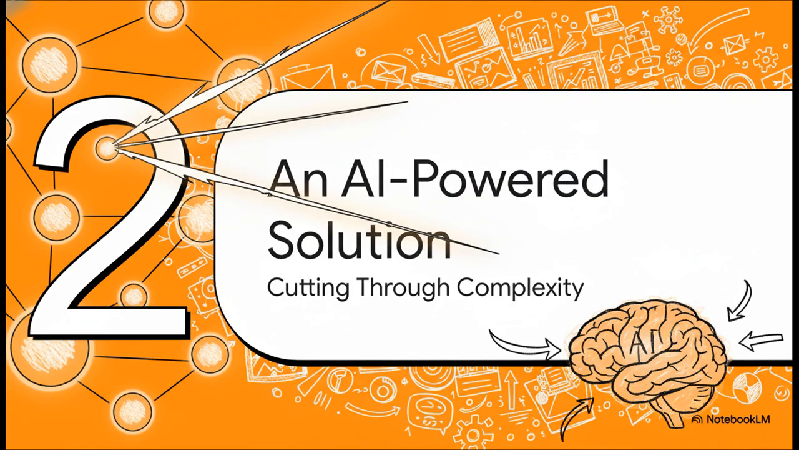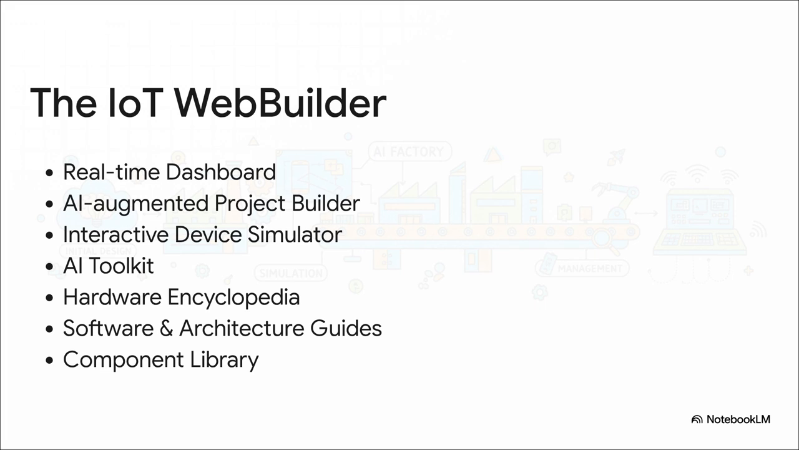So, how do we fix that? How do you get out of that chaos? Well, the idea here is to just stop. Stop trying to glue all these different pieces together. Instead, you build one unified AI-powered solution that's designed from the ground up to cut through all that mess. And that's where this concept, the IoT web builder, comes in.